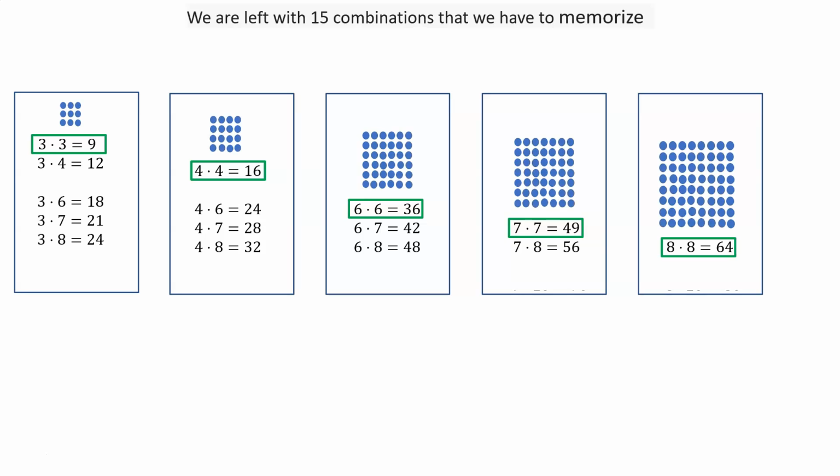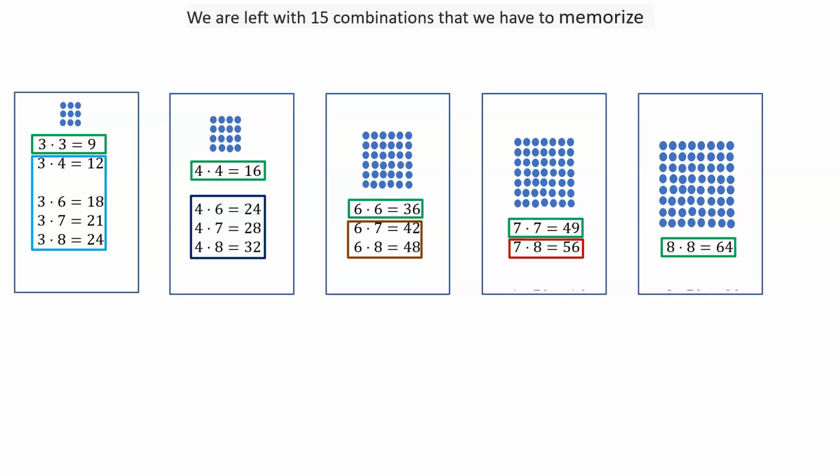Then it is best to memorize 3 times 4 equal to 12, 3 times 6 equal to 18, 3 times 7 equal to 21, 3 times 8 equal to 24. After that, we can memorize 4 times 6 equal to 24, 4 times 7 equal to 28, and 4 times 8 equal to 32. And then we are left with 6 times 7 equal to 42, 6 times 8 equal to 48, and in the end 7 times 8 equal to 56.